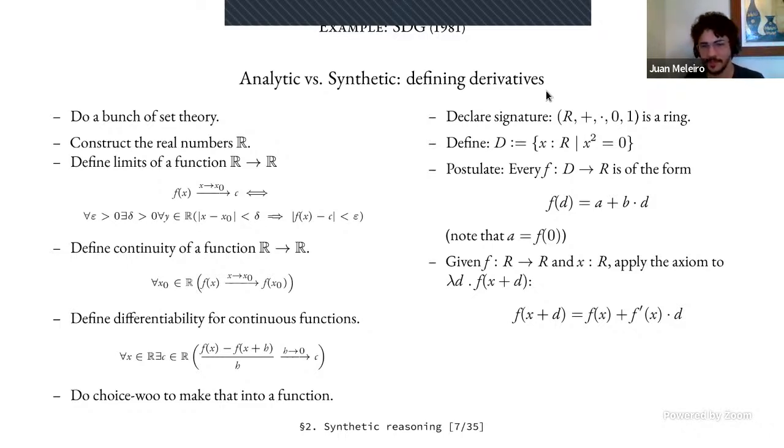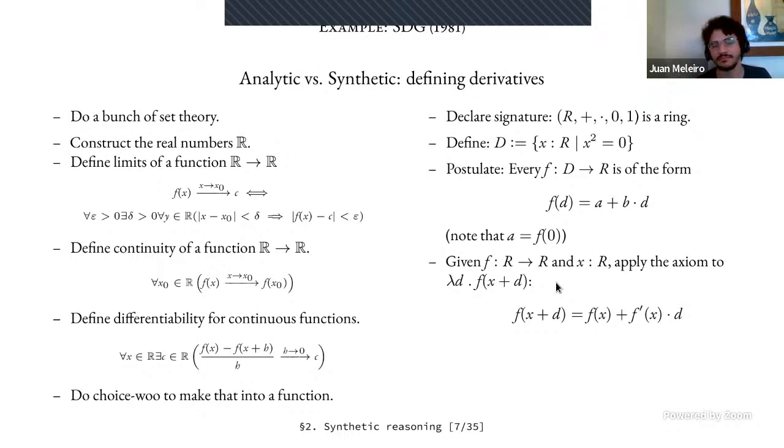We postulate the following: if we have a function with an infinitesimal domain going into R, the ring, then it's of the form presented here. It's linear, which means it has a well-defined slope, and that's it. Because you see the value of A is already defined. It's just f of 0, right? And then we're done. We can create the derivative of a function by applying the axiom to the function f of x plus d. It's just the intuitive way we think about derivatives.